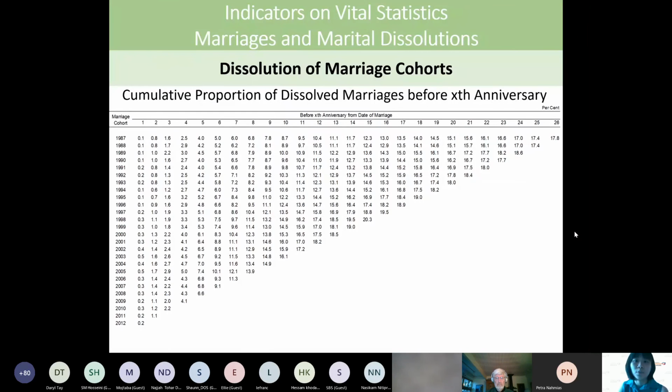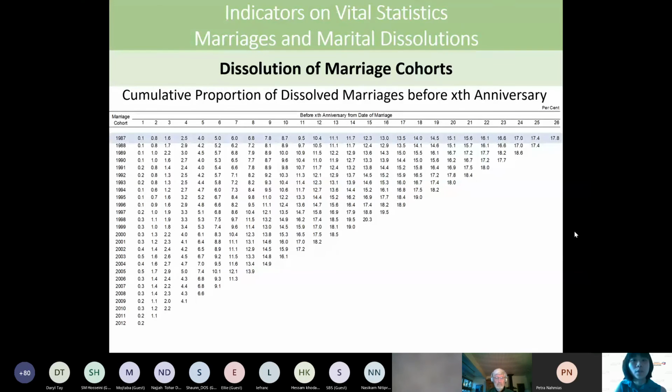Final results are tabulated in this manner, with marriage cohort by year in the left column and duration of marriage in the top row. The values in the table indicate the cumulative proportion of marriages in that marriage cohort that has dissolved by that duration.